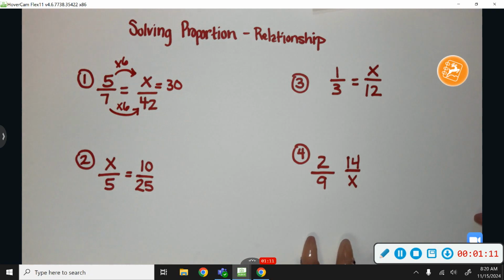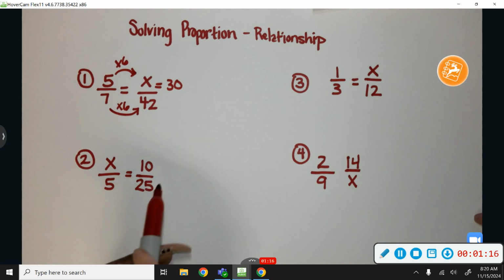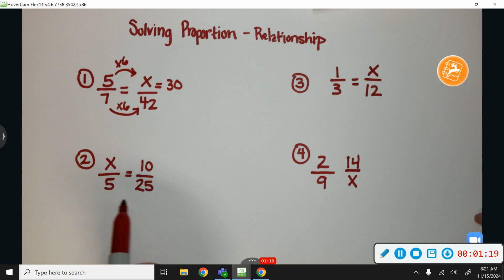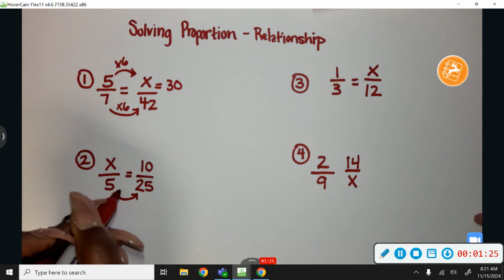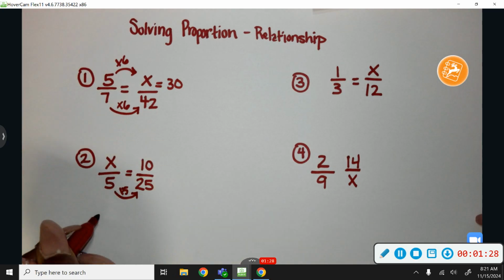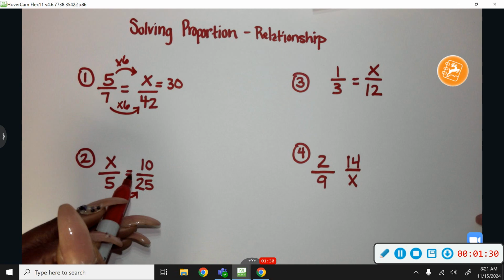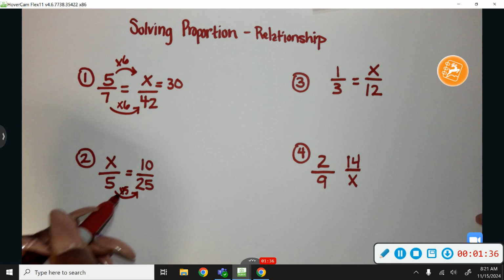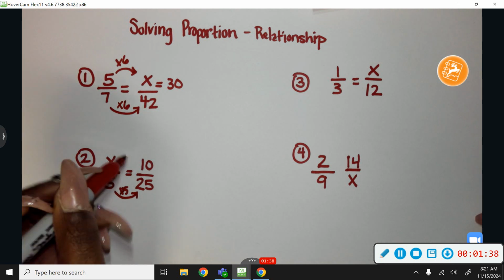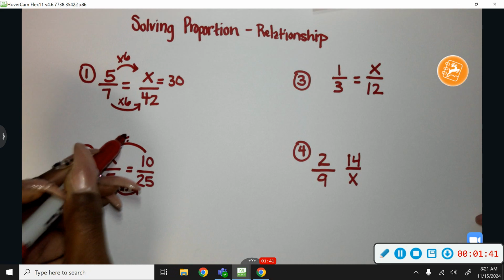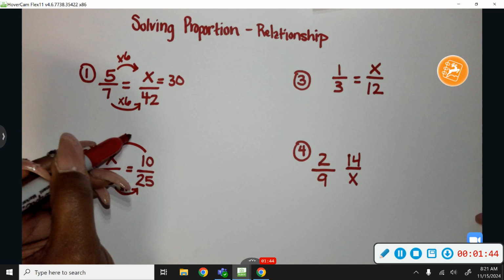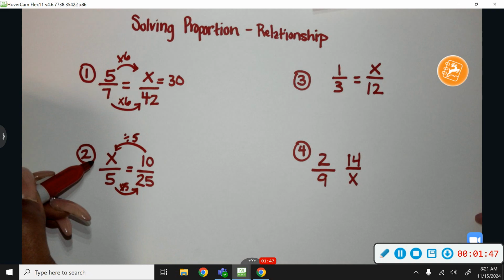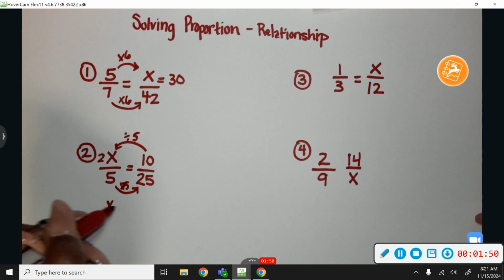Let's look at number 2. Number 2 works the same way. Again, we can look for a vertical relationship, or we can look for a horizontal relationship. I see another horizontal relationship. I know that 5 times 5 gives me 25. Now, when it's time for me to complete this up here, my opposite is missing. So if I multiply going to my right, I would divide going to my left, and again, I will divide by that same number. So 10 divided by 5 gives me 2. So x is equal to 2.